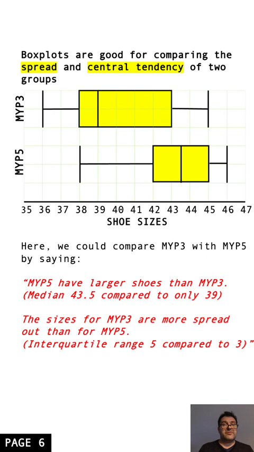43 minus 38 is 5. But the interquartile range for the second group is only 3. 45 minus 42 is 3 for MYP5. So 4 things. A plain language comment about the position of the data, backing it up with a comment about where the median is, then a plain language comment about the spread, and then backing it up with a comment about the interquartile range. And that will usually get you the marks in an exam question.